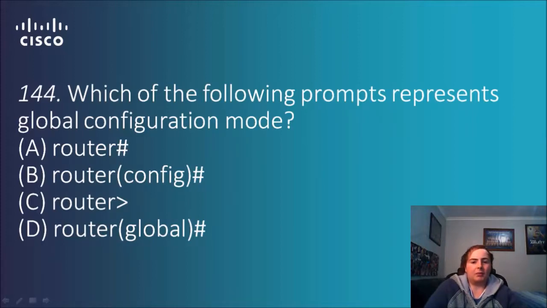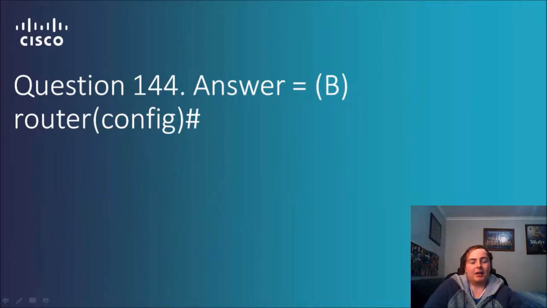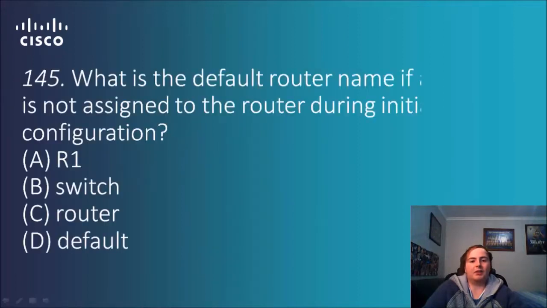144, which of the following prompts represents global configuration mode? We've got a couple of signs here, and it's not this one. There's nothing there. It's not C, so it's either global or config. I just know this, and the simple one to remember is B, router config. Once it's got the config there with the hash sign, you're in global configuration mode to make many, many changes. Hopefully not too many dangerous changes.